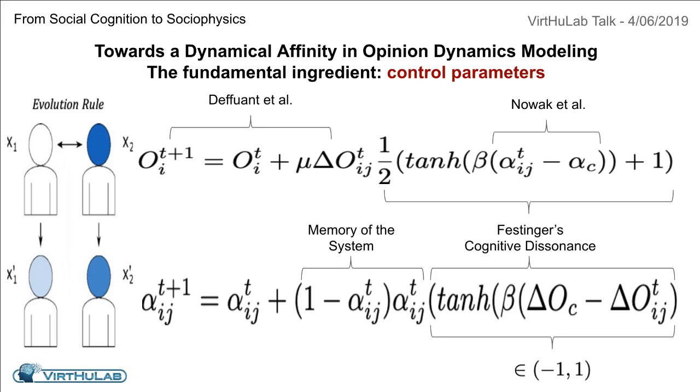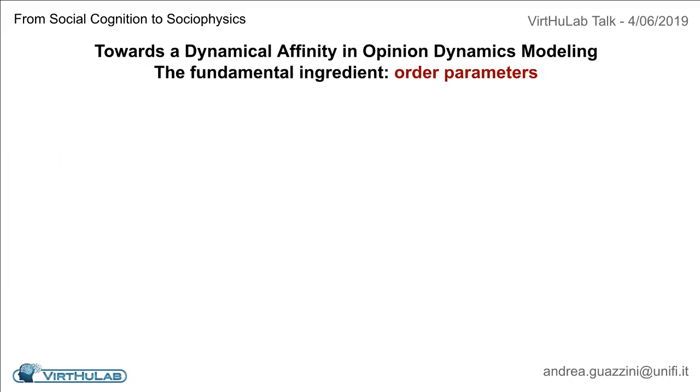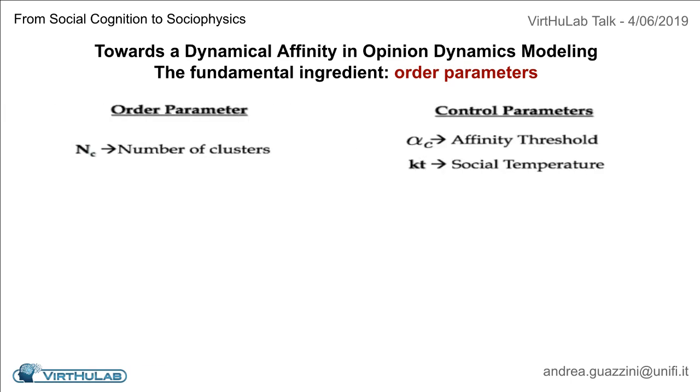Basically, our model introduces 4 potential control parameters, precisely the convergence factor mu, the fuzzy factor beta, the opinion threshold delta c, and the affinity threshold alpha c. In order to accomplish a preliminary evaluation of the model's behavior, it's possible to consider as order parameters the number of clusters presented by the system at the equilibrium, and as control parameters the affinity threshold and the social temperature, maintaining the opinion threshold as a constant to simplify the model.